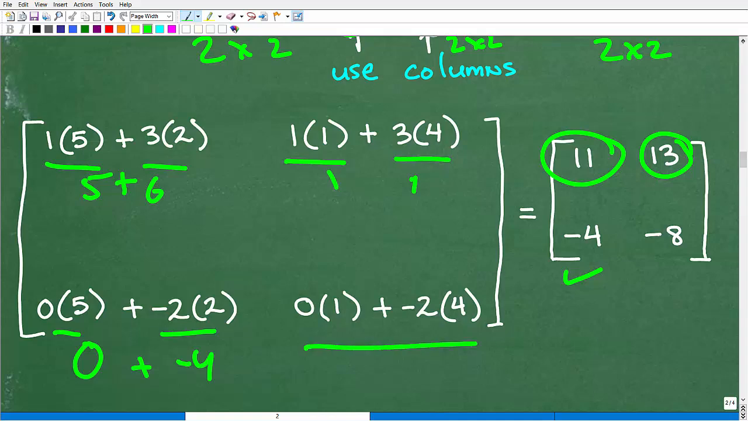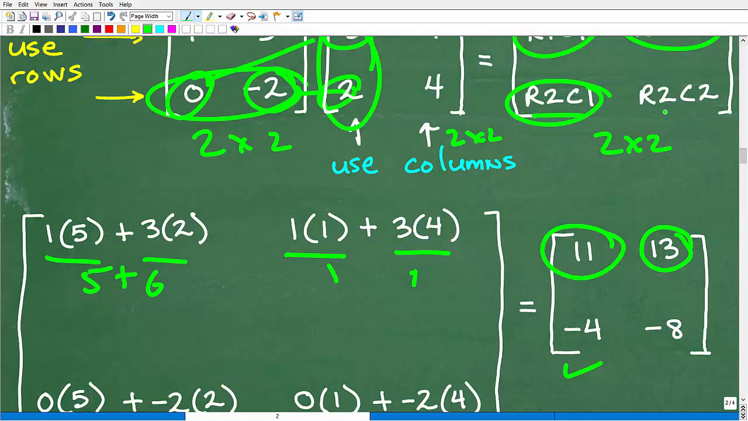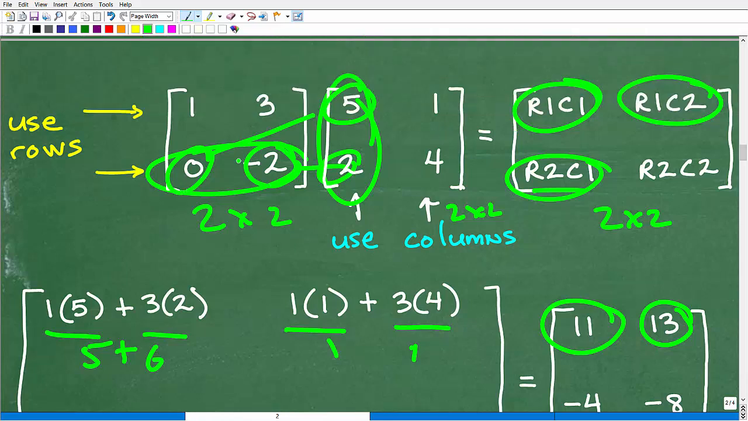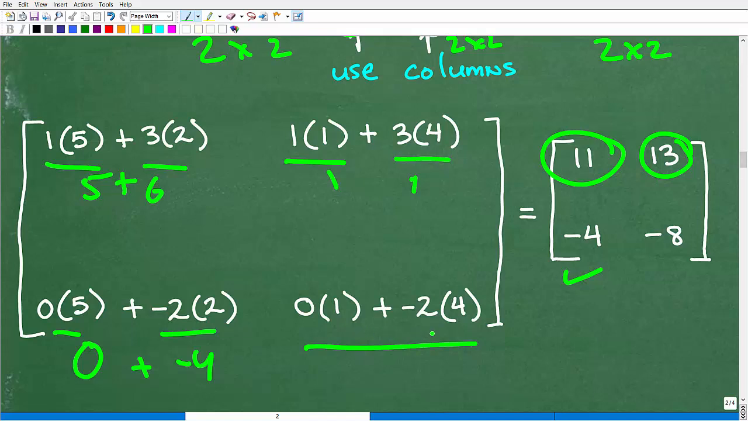And then our last entry, row 2, column 2, we have to use 0, negative 2, and 1, 4, right? So 0 times 1 plus negative 2 times 4. Let's write that down. 0 times 1 plus negative 2 times 4. This is 0, this would be negative 8, and there you go.